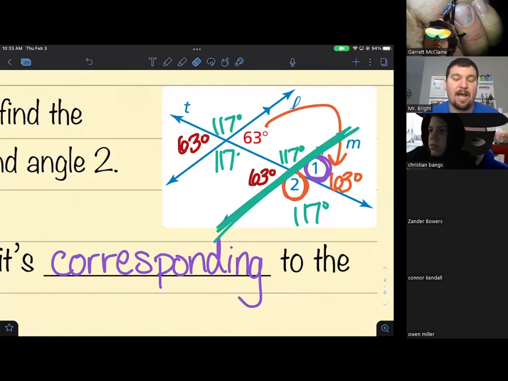So when you have 2 parallel lines crossed by a transversal, you're only actually looking at 2 different angle measurements. There's 8 angles. 4 of them are going to be 63 degrees, and 4 of them are going to be 117 degrees.